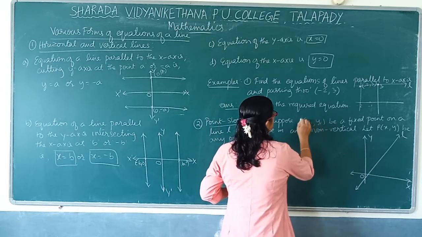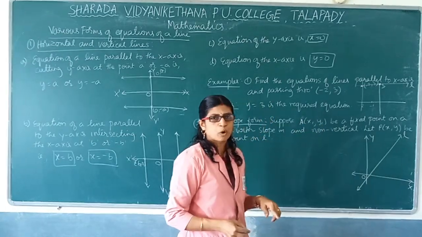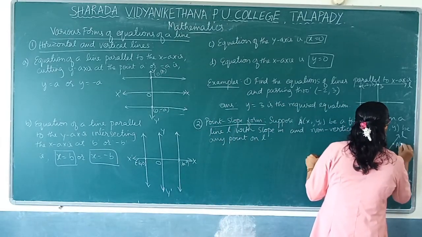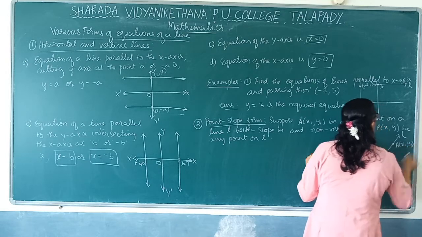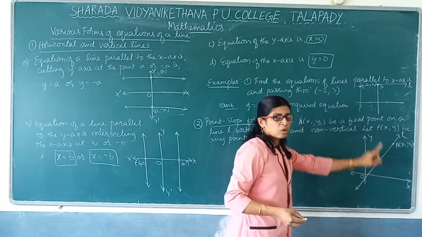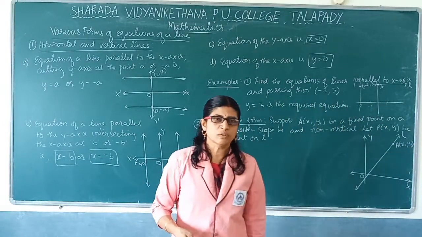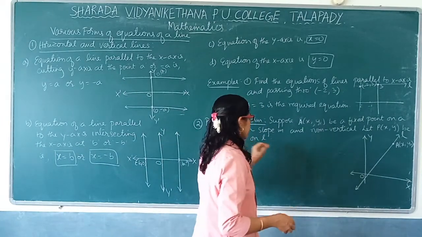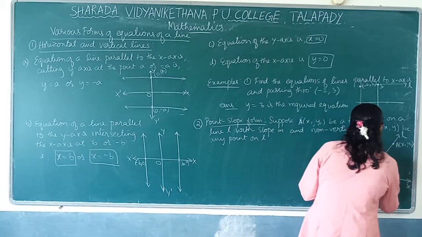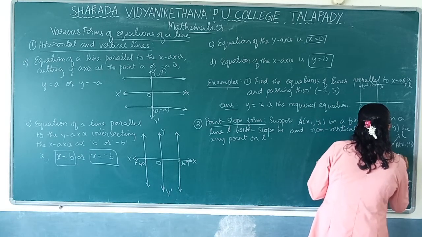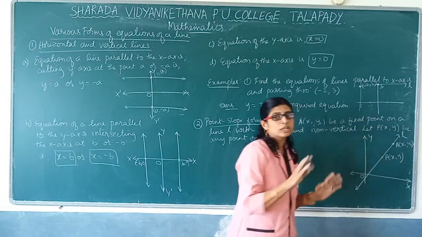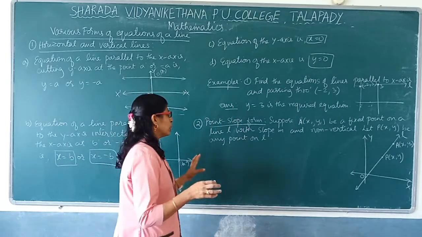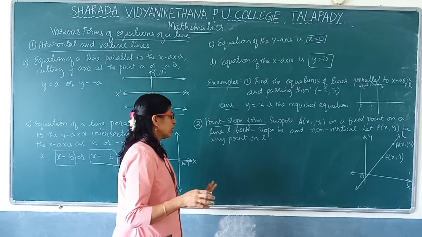Suppose the line L is there, in which A of x1, y1 is a fixed point on the line L. To deduce the equation we always require an arbitrary point on the line. Arbitrary means a general point. Let P of x, y be any point on the line. We are not giving values for that x coordinate and y coordinate. It will remain as x and y only. Okay, let it be any point on the line.